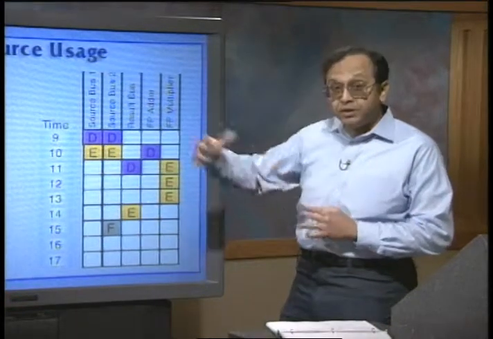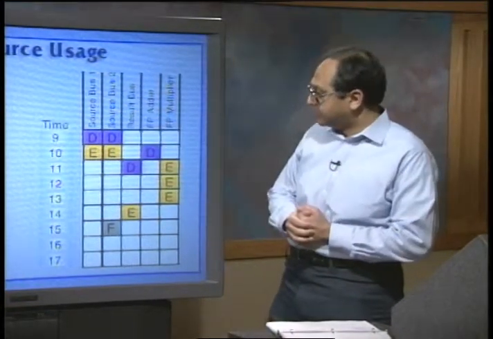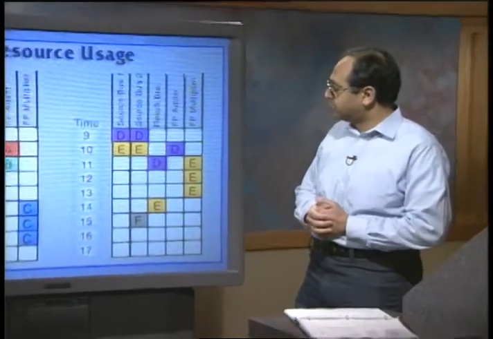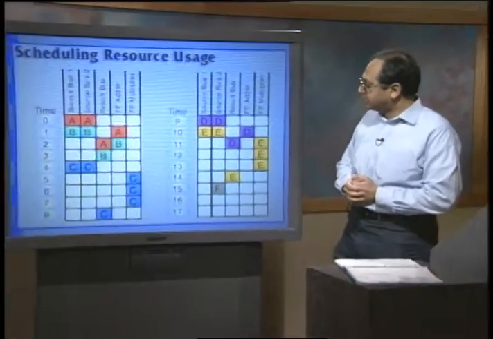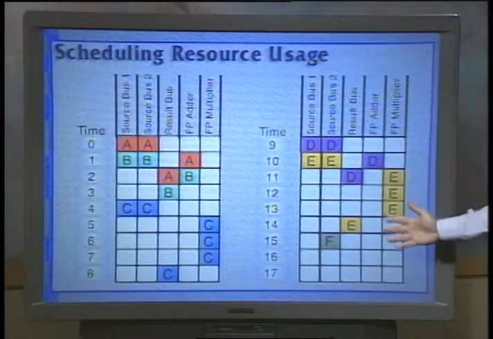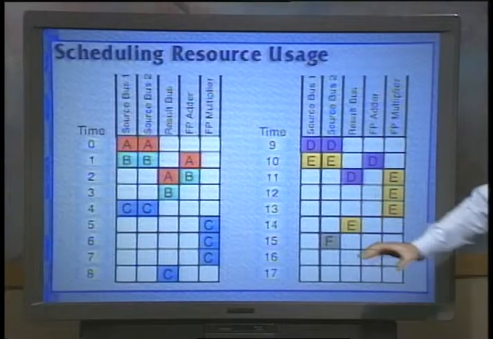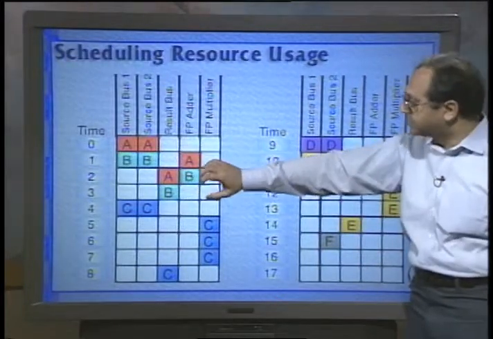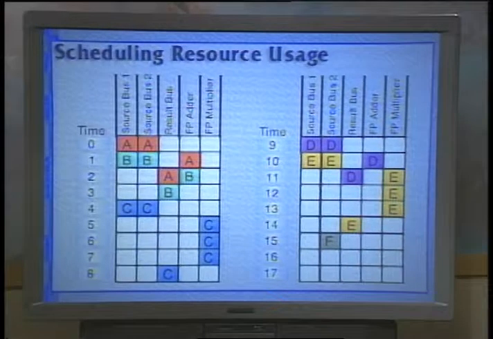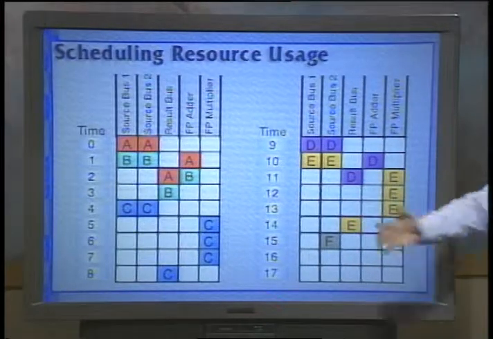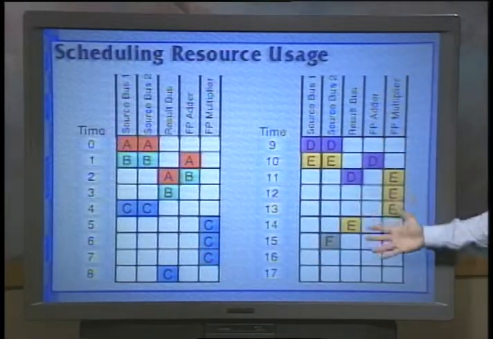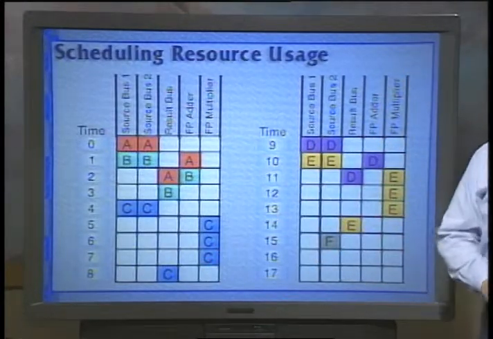Just to show you what's been going on behind the scenes in terms of resource usage, this is the final resource usage situation for the schedule that we just talked about. And so we have the operations A, B, C, D, E, and F packaged together as closely as possible, subject to resource usage constraints and the dependence constraints. So this is the final state of the data structure that keeps track of resource usage.